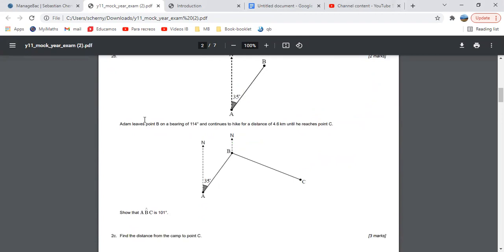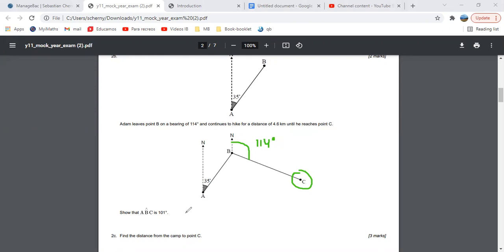Then Adam leaves point B on a bearing of 114 degrees. So the bearing will be this one. This will be 114 degrees, and he continues to hike for a distance of 4.5 kilometers until he reaches point C. So here is from B to C. This is the path Adam took. So show that angle ABC is 101 degrees.